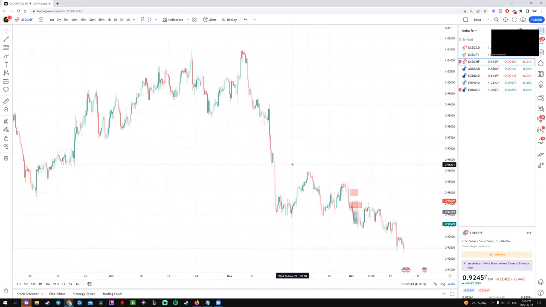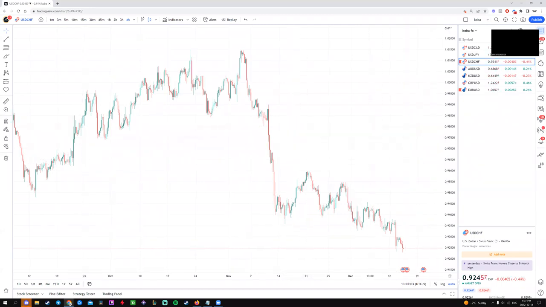Okay. This will work for any type of market. So crypto, stocks, Forex, if you're trading gold or indices, futures, it doesn't matter. Okay. It will work for pretty much everything. The first thing we need to understand is how to look at a chart and draw trend lines.